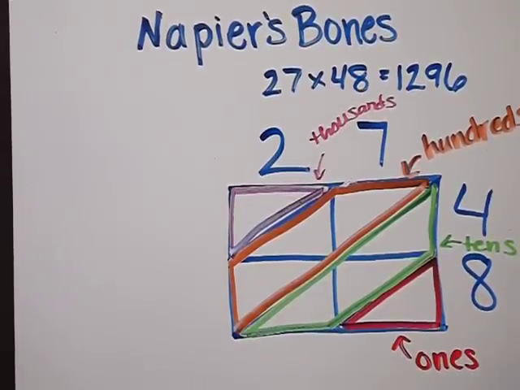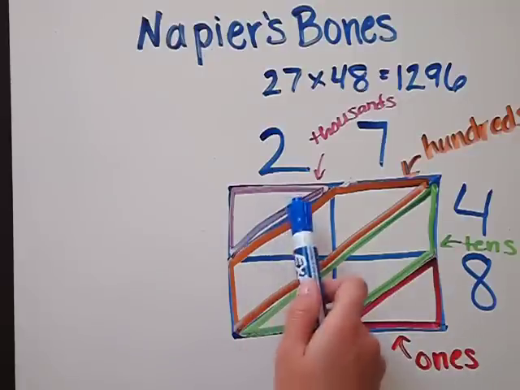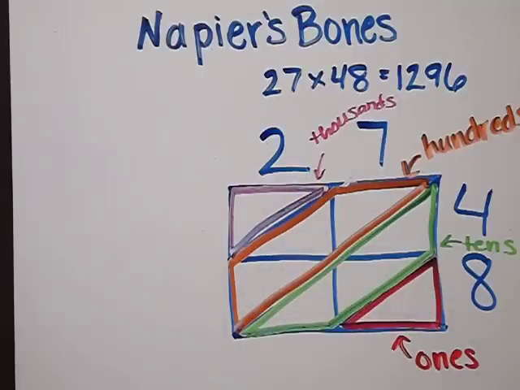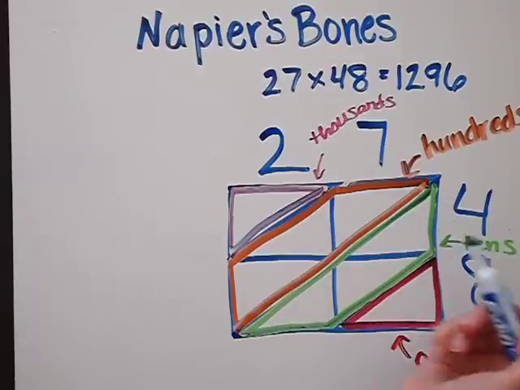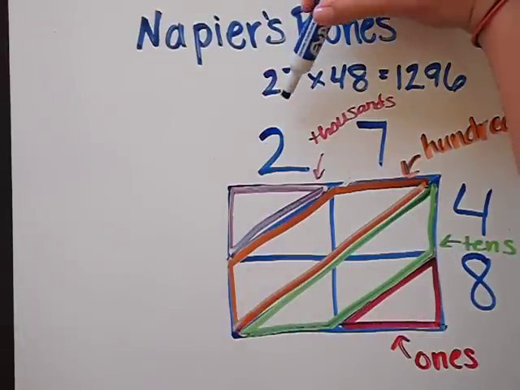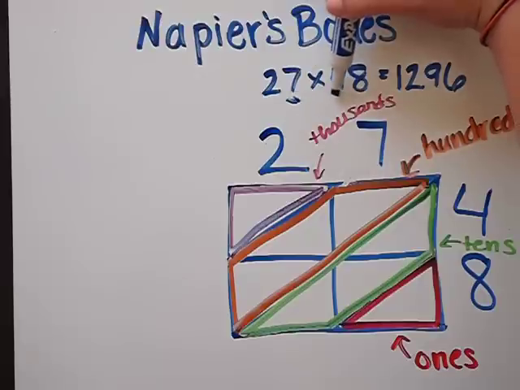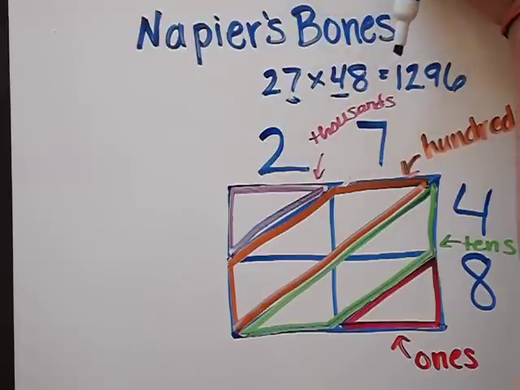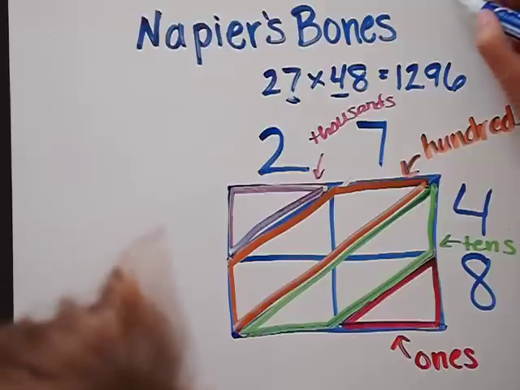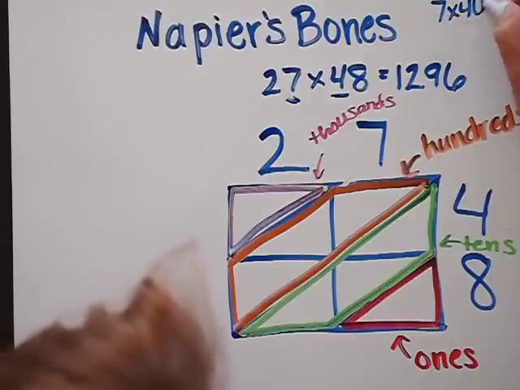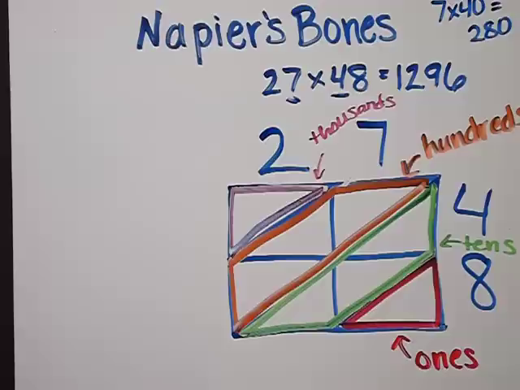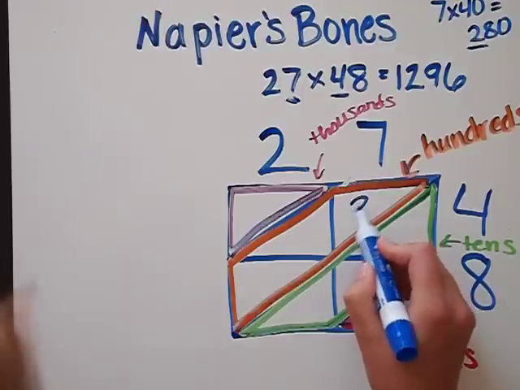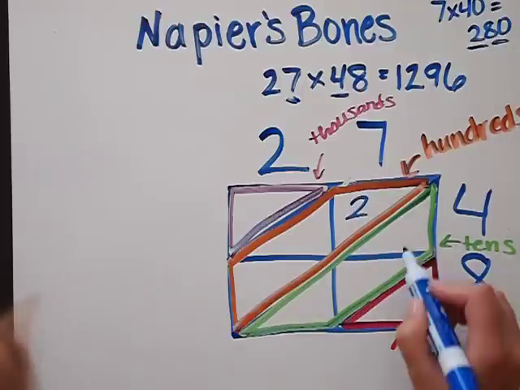So I was just finishing up saying that this last diagonal here is the thousands. So take 7 times 4, for example. What you're really doing is multiplying 7 and 20 times the 4 and 40, so you're really doing 7 times 40, which is 280. Or if you think about it, 2 hundreds and 8 tens.